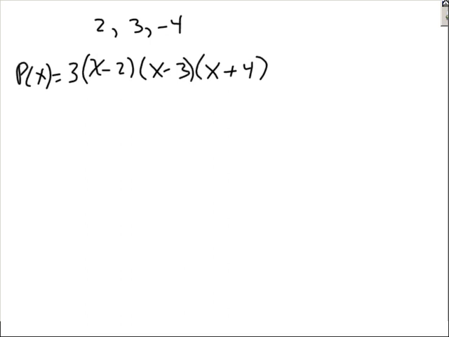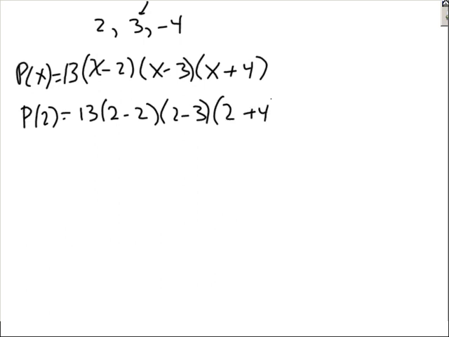But you can also times it by 13. Still, p of 2 will be 13 times 2 minus 2 times 2 minus 3 times 2 plus 4. But you know what? That's 0. 13 times 0 times whatever, that's 0. Putting the 13 in isn't going to do anything.